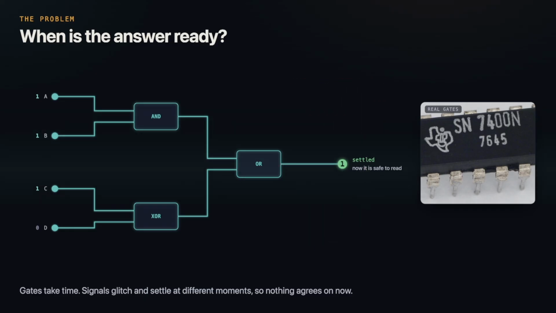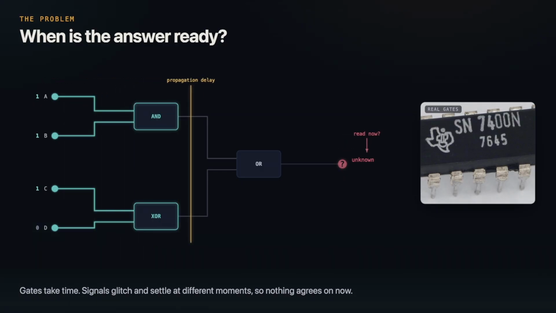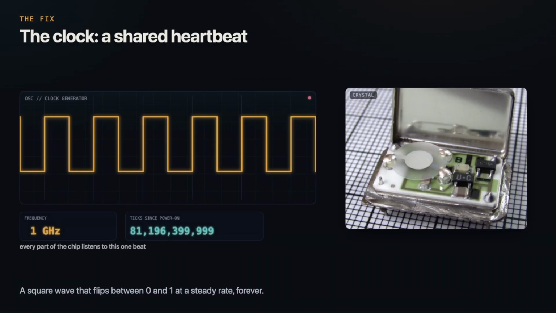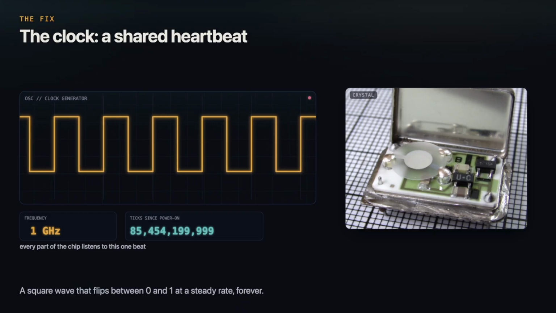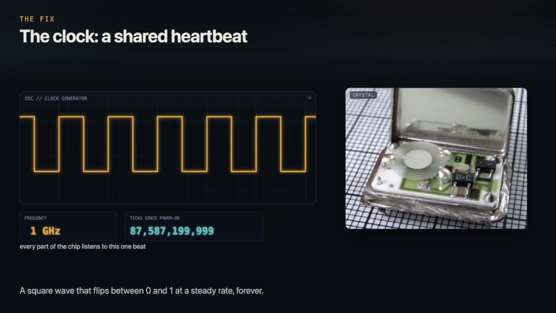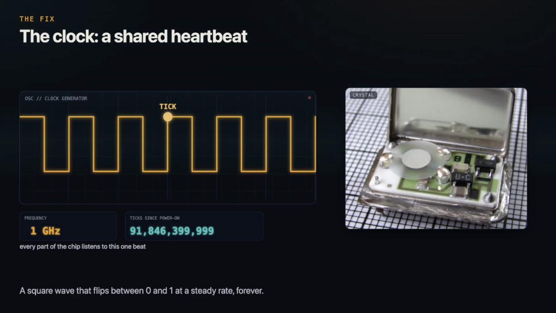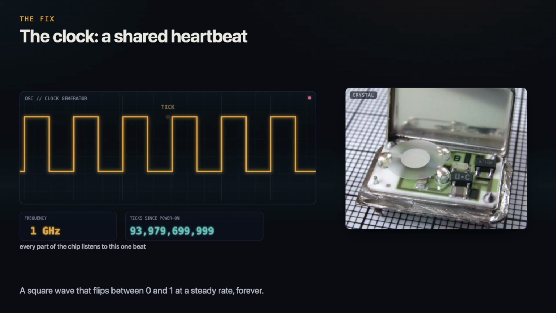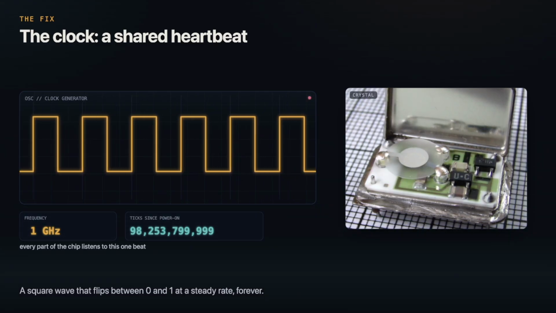So here is the problem. If you read the output too early, you read garbage. Nothing on the chip agrees on when the answer is ready. The fix is to give everyone a shared sense of time. We add one special signal, called the clock. It does nothing clever. It just flips between 0 and 1, up and down, at a perfectly steady rate, forever. Think of it as a drummer setting the beat for the whole band.